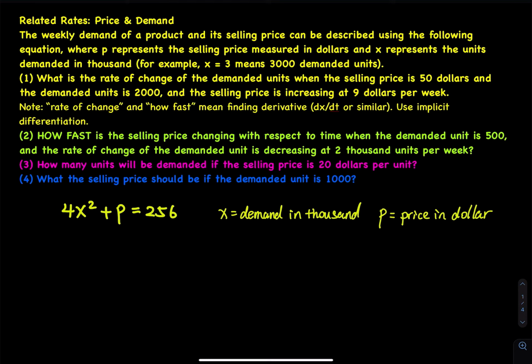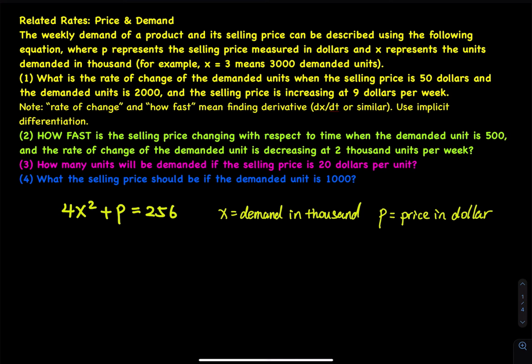This related rates problem is regarding price and demand. One big question that we usually answer in a related rate problem is how does the change of one variable affect the change of the other variable? Again, in a related rate problem, we are trying to answer one big question: how does the change of one variable affect the change of the other variable? Let's read the problem first.